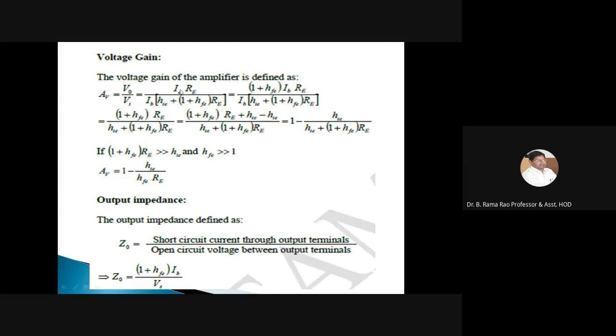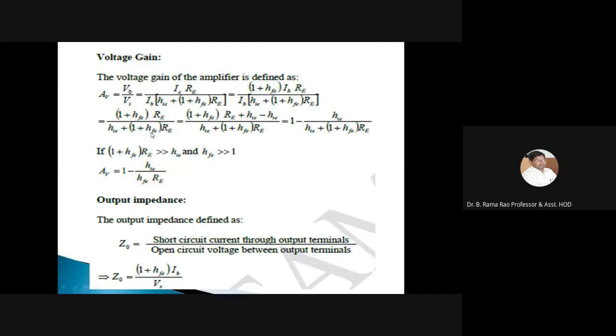Now replace the value of IE. IE is equal to 1 plus hfe into IB. Then there is IB in the numerator and IB in the denominator, so this IB will get cancelled. The numerator is 1 plus hfe into RE, and the denominator is hie plus 1 plus hfe into RE.